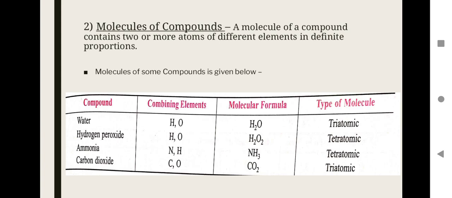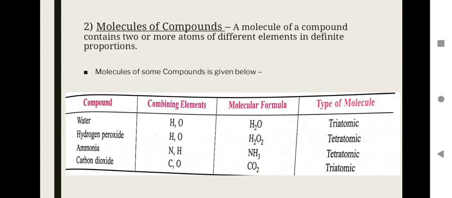In water, the combining elements are H and O. The molecular formula is H2O, which is triatomic. The next is hydrogen peroxide, which has the molecular formula H2O2. It contains 2 atoms of hydrogen and 2 atoms of oxygen, and this type of molecule is tetraatomic.